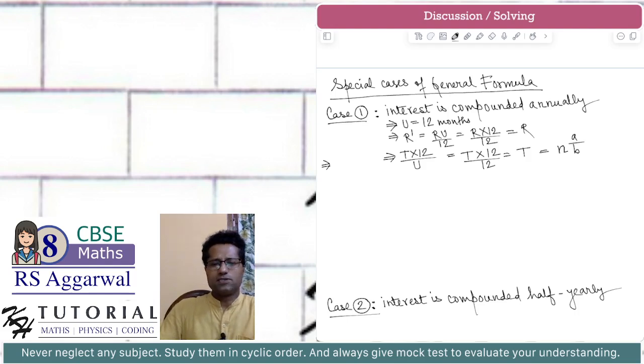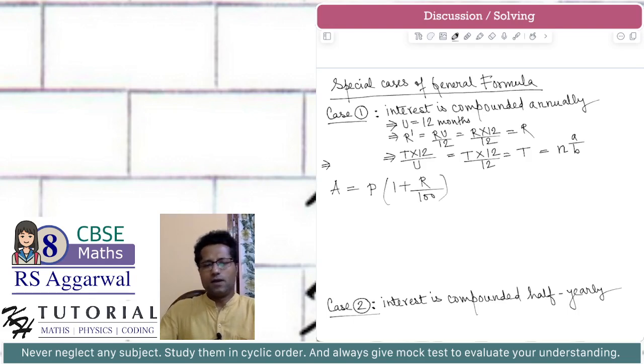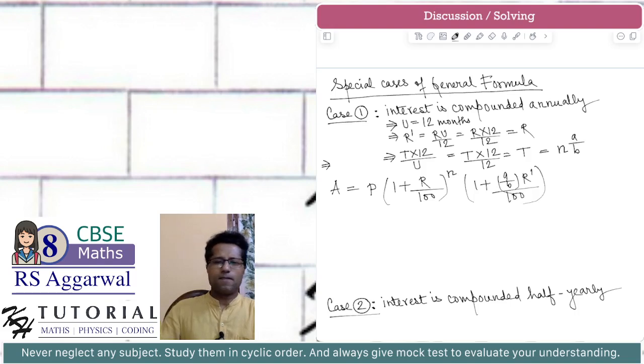So we can say that the general formula is A becomes P multiplied by 1 plus r dash, where r dash is now r by 100, to the power n, and of course we will have 1 plus a by b r dash by 100.